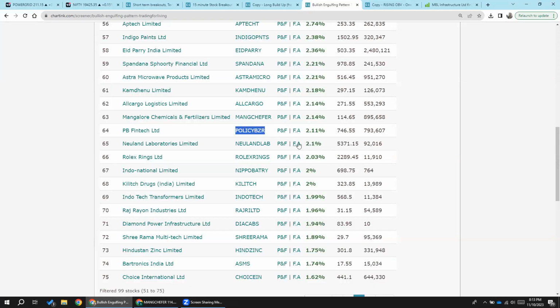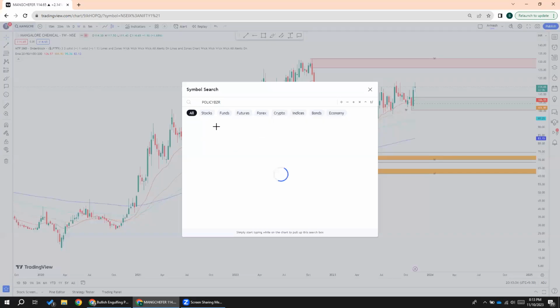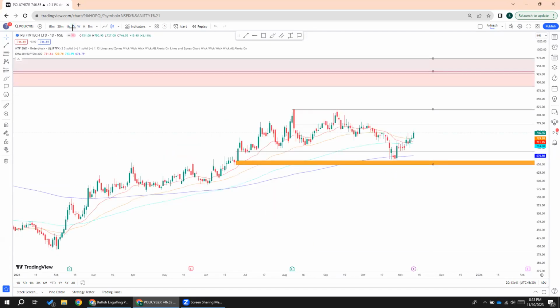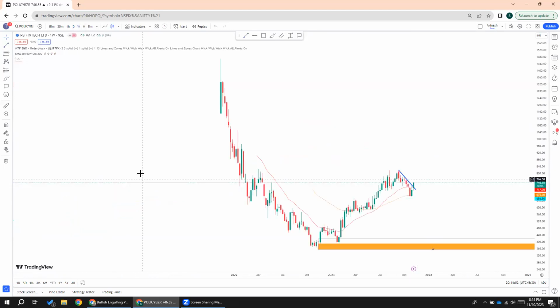Policy Bazaar. Let's see Policy Bazaar. Policy Bazaar looks good on weekly and daily. Yes, looks promising. 746 is a breakout, and now it is likely to pick up the momentum. The next good support is around the 900 level, as it is also a trend line breakout. On the weekly you will see clearly, so this is a trend line breakout.